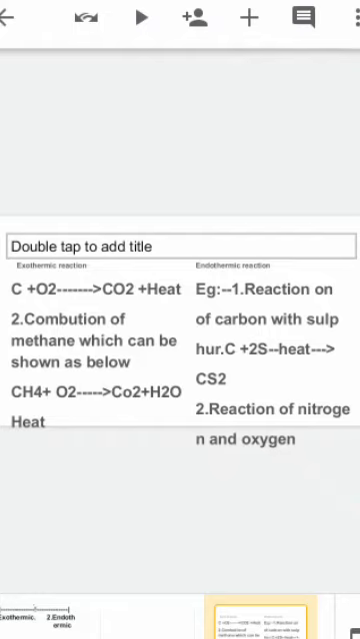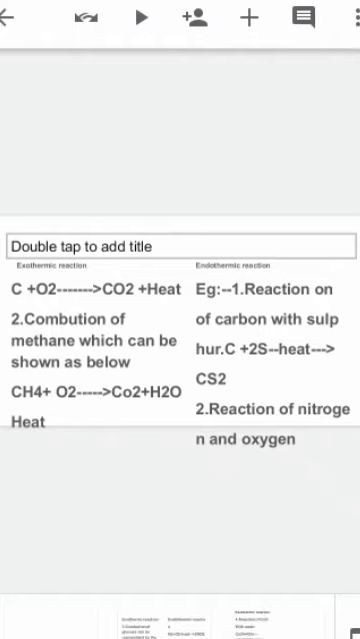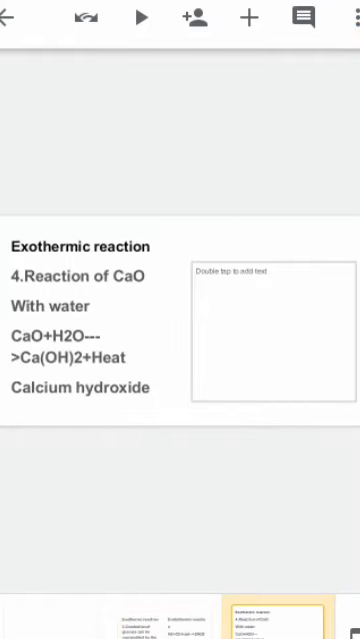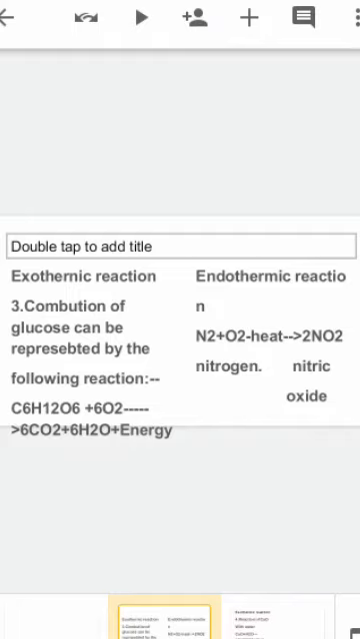Second example is reaction of nitrogen and oxygen. So one molecule of nitrogen reacts with one molecule of oxygen, which in the presence of heat gives as a product nitric oxide, two molecules of nitric oxide.